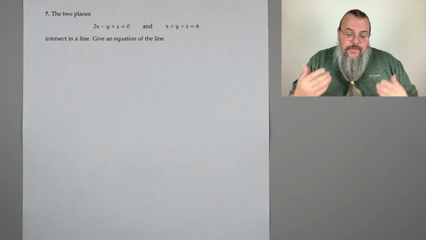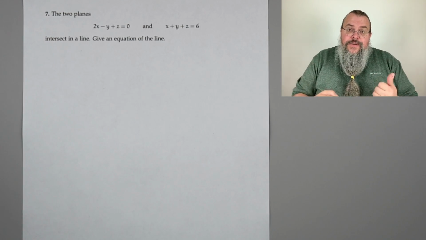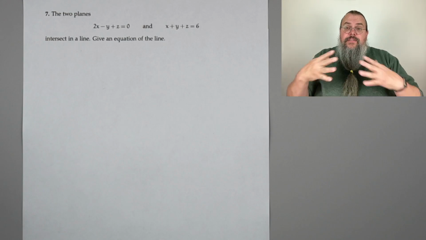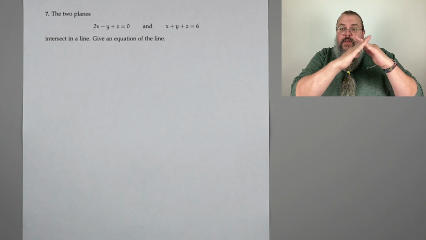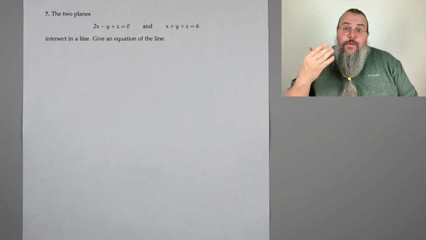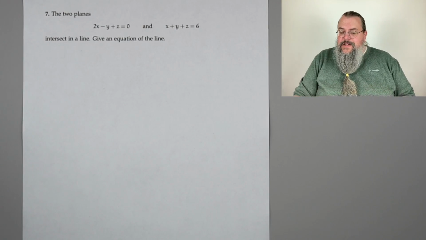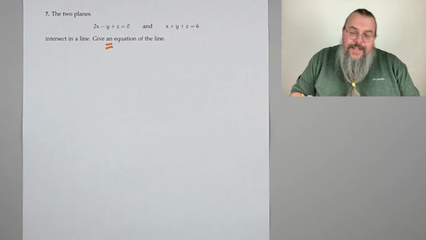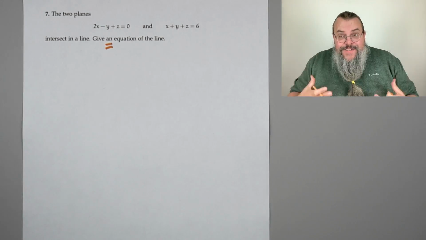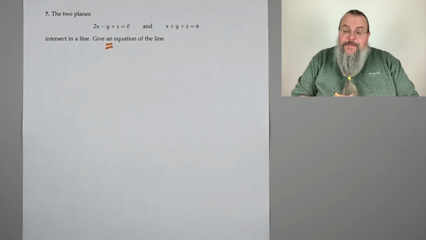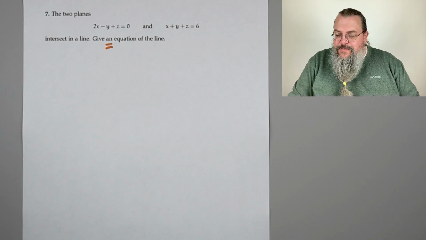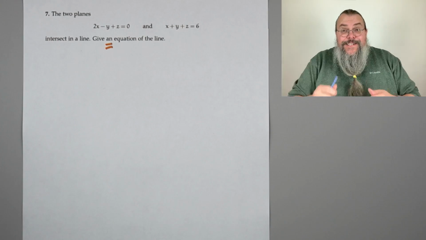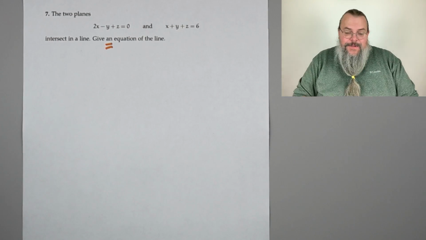There are two planes, 2x minus y plus z equals 0, x plus y plus z equals 6. And if I have two planes, they intersect in a line. So there's a line of their intersection. Give an equation of the line. Now, you'll see they use the word "an" because there's many possible equations. So I'm kind of surprised they asked this question, because there's so many correct ways to express the answer, but that's on them. For us, we just have to find one of them.